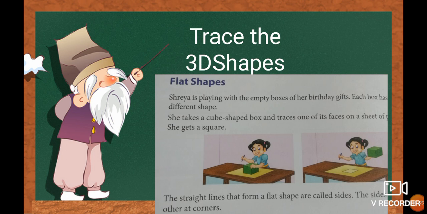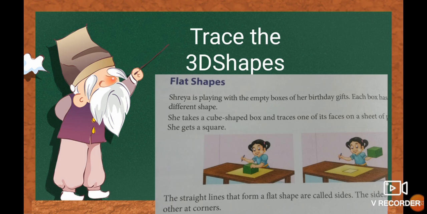Trace the 3D shapes. Okay, so here one girl, Shreya, is playing with the empty boxes. Each box has a different shape. She takes a cube-shaped box and traces one of its faces, a square. The straight lines that form a flat shape are called sides. The sides meet at a corner.